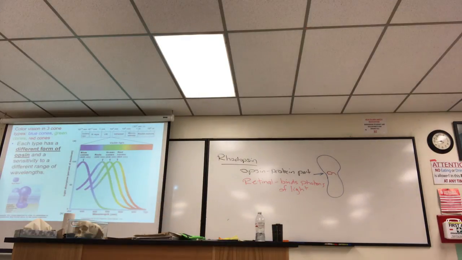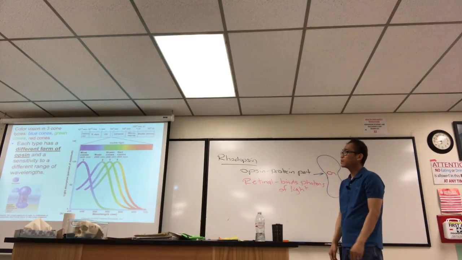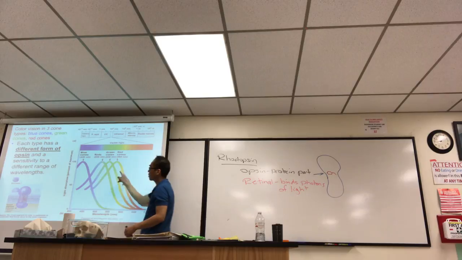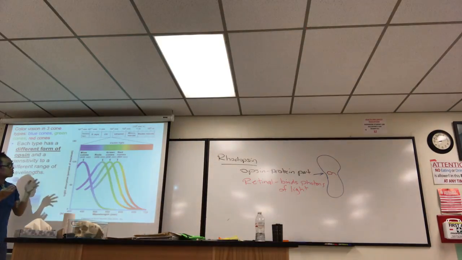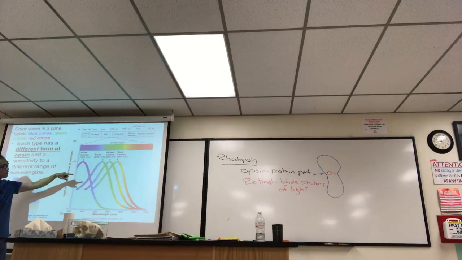Now in your rods and cones, you have different forms of, well, let me read it from the slide. You have blue cones, green cones, red cones, for your color vision, right? But you also have it in rods as well. So what you're looking at here is, well, which photons of light can it bind? Visible light, you learn the electromagnetic spectrum in chemistry. Just to remind you, the visible light spectrum, the spectrum of EM waves we can see, is only from 400 to 700 nanometers in that wave range.